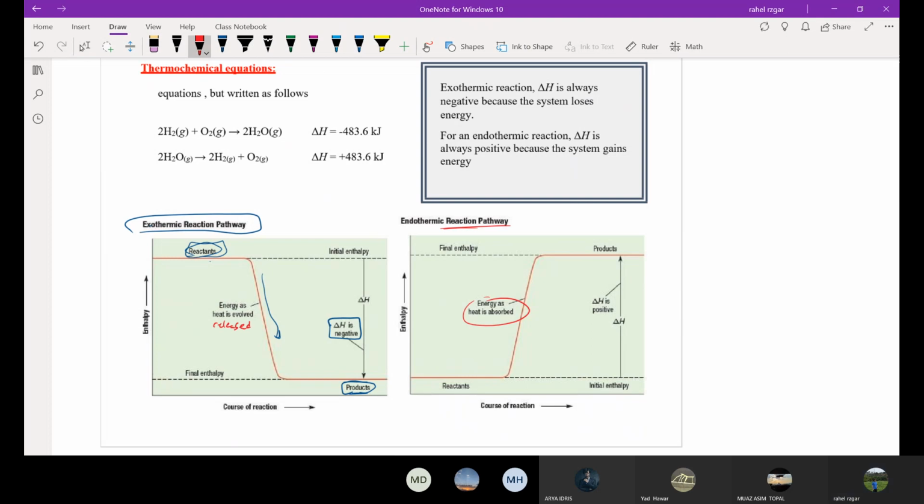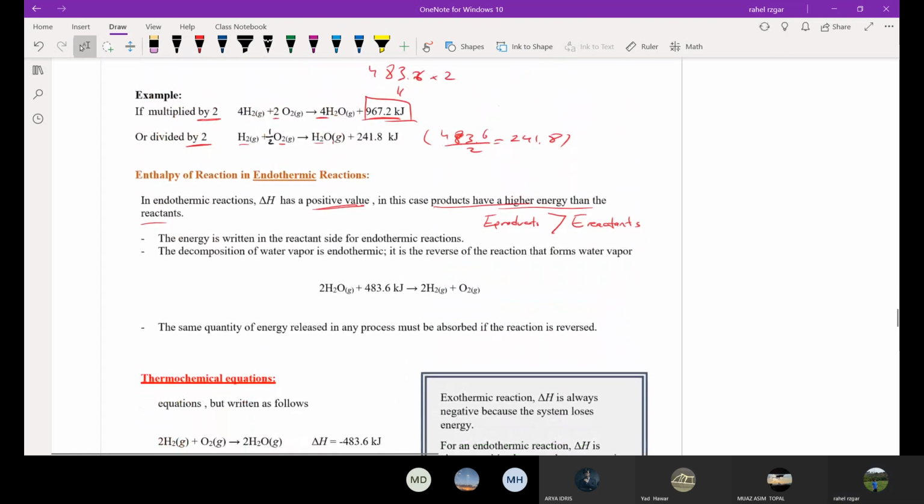Here it's released. In this one, absorbed. Energy is absorbed. That's why delta H will be positive. Why? If you write delta H, the product is bigger than reactant. A bigger number minus a smaller number will still become positive. Okay, positive. This time, in order to indicate endothermic reactions in thermochemical equations, instead of writing the energy in the product side, we can write it in the reactant side.